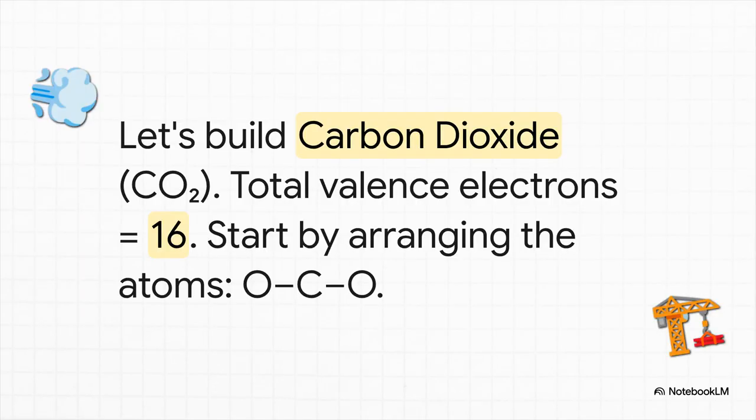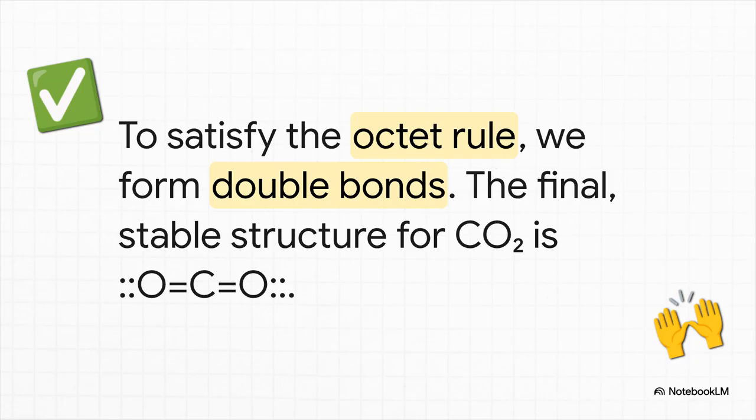Let's build carbon dioxide, the stuff we breathe out. So, carbon has 4 valence electrons. Each of the 2 oxygens has 6, so 4 plus 6 plus 6 gives us a grand total of 16 electrons to work with. Easy. We'll put the carbon in the middle and stick the oxygens on either side. But, there's a problem.